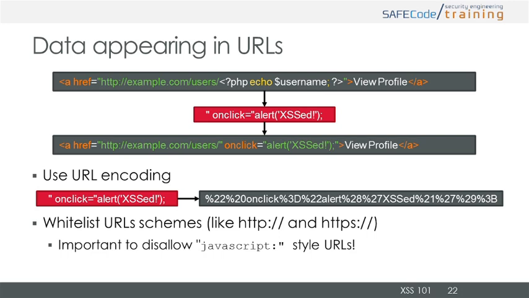In another example, we can look at user data that is included as part of a URL. Using the same encoding scheme as before will at the least break the resulting link, and it may not even prevent cross-site scripting. Therefore, we have to be sure to use URL encoding in this case.